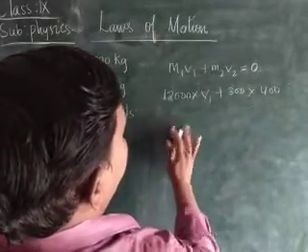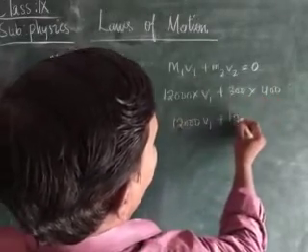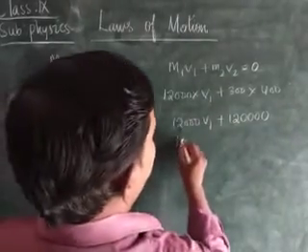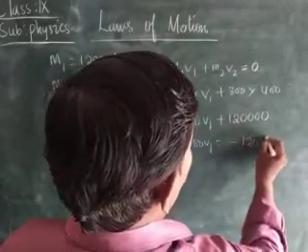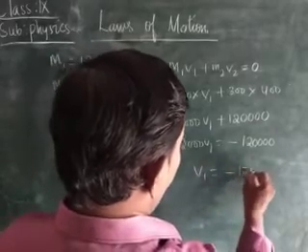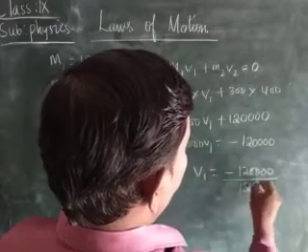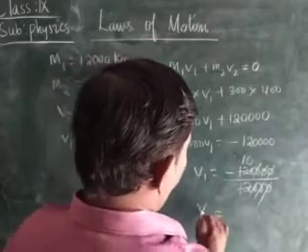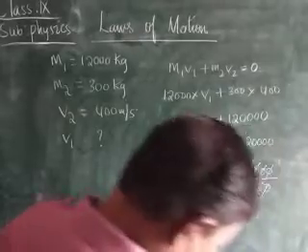Therefore here 12,000 v1 plus 3 4s are 12, 1,20,000, children. Okay, that is 12,000 v1 is equal to minus 1,20,000. Therefore v1 is equal to minus 1,20,000 by 12,000. Cancel the zeros, 12 ones are 12, 12 tens are 120. Therefore v1 is equal to 10 meter per second. Okay, it is 10 meter per second, children.